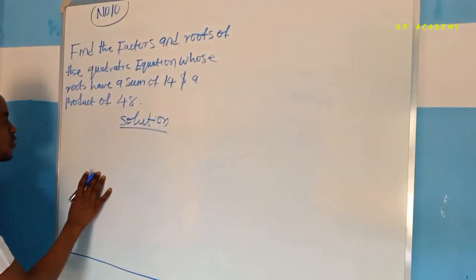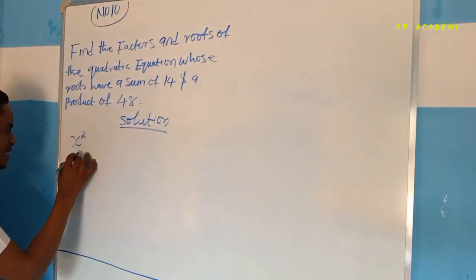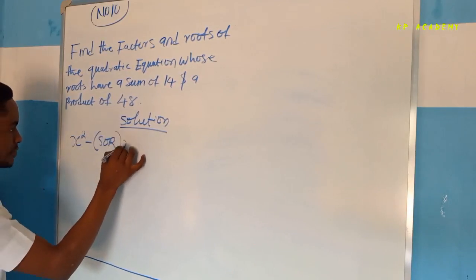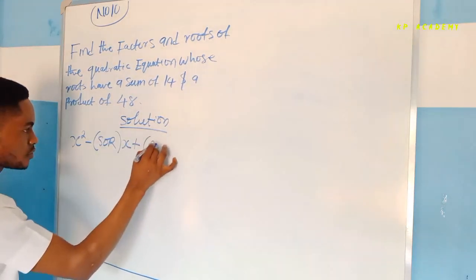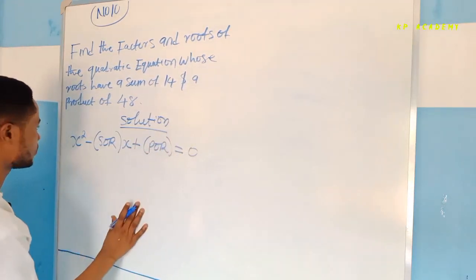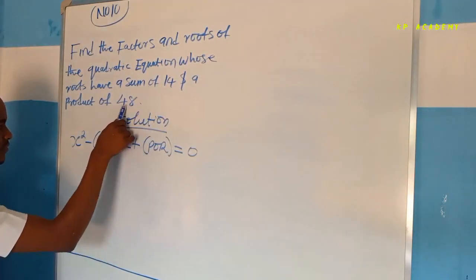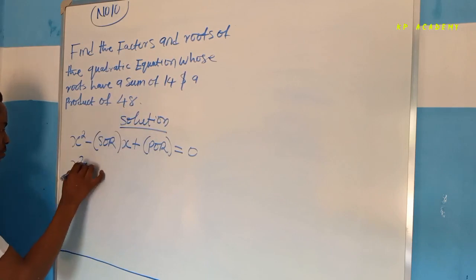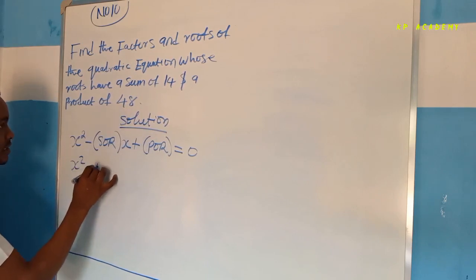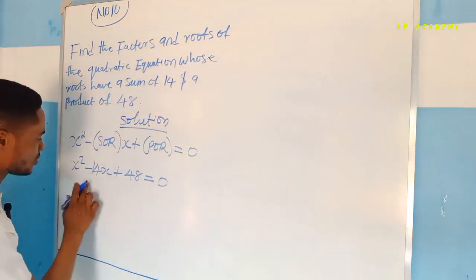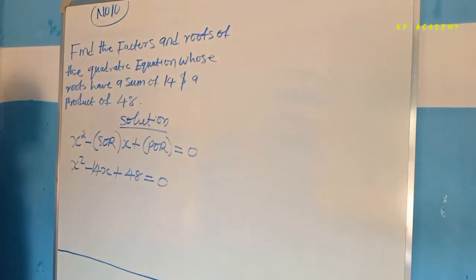So for us to tackle this problem, we need to have this general formula in mind: x squared minus the sum of roots times x plus the product of roots equals 0. Now, the sum of roots has already been given to us as 14, and the product of roots as 48. Therefore, x squared minus 14x plus 48 is equal to 0. So this is nothing but the quadratic equation whose sum of roots is 14 and whose product of roots is 48.